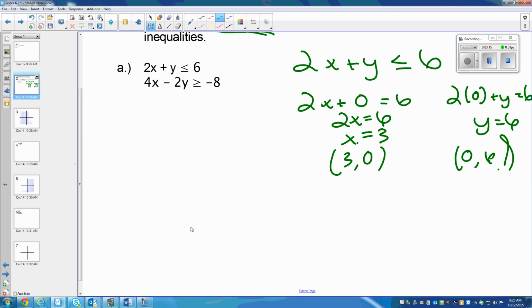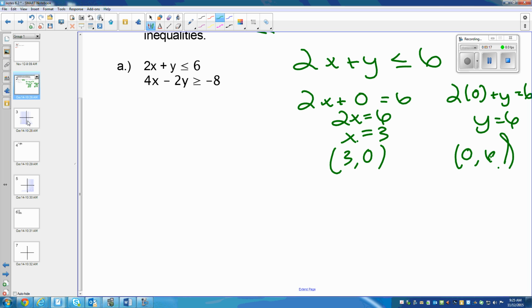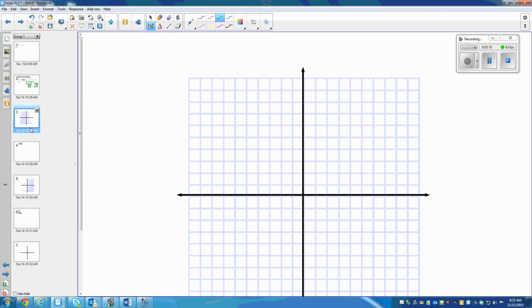So we go all the way down to our graph, or in this case, the other page. 3 comma 0, 3 is my x. Okay, those are there. And 0 comma 6. You just did this for your bell work, right? 0 comma 6 is right up here. Now, did it say equal to? Yes. If it said equal to, what happens? Solid line. And a straight line too. So use your ruler. Draw a nice straight line.